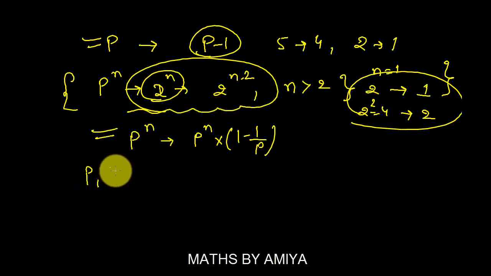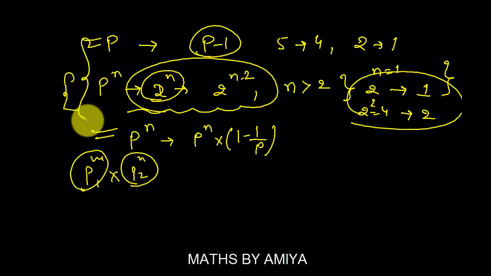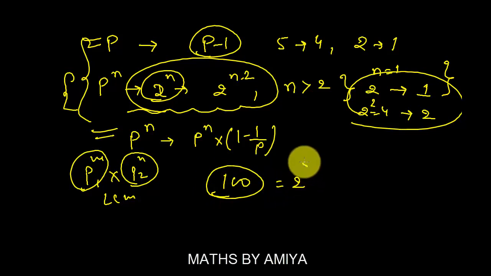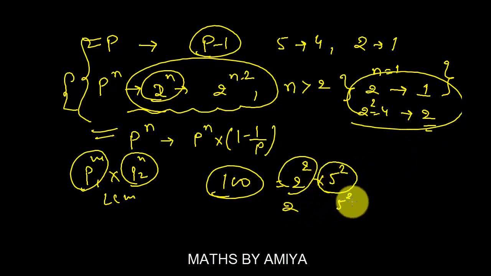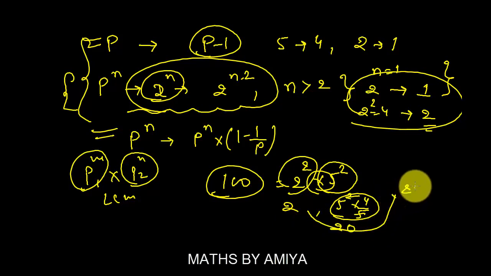Now, if we have prime bundles P1 and P2, say with powers m or n, we find the cyclicity of P1 and P2 with the help of our formula and take the LCM. Say, what is the cyclicity of 100? 100 is nothing but 2 squared into 5 squared. For 2 squared, the cyclicity is 2. For 5 squared, we can say 5 squared into 4/5, it is cancelled out, cyclicity is 20. So 2 and 20, and the LCM is 20. So the cyclicity when 100 divides any number is 20.